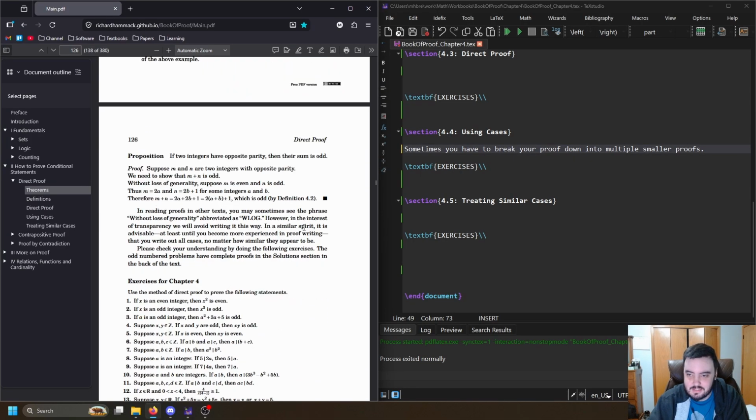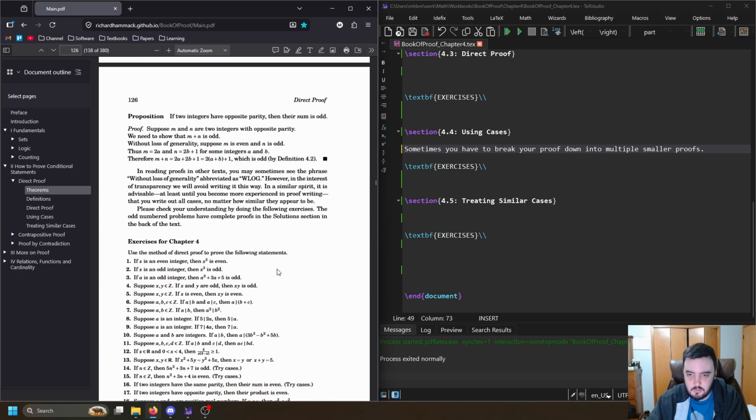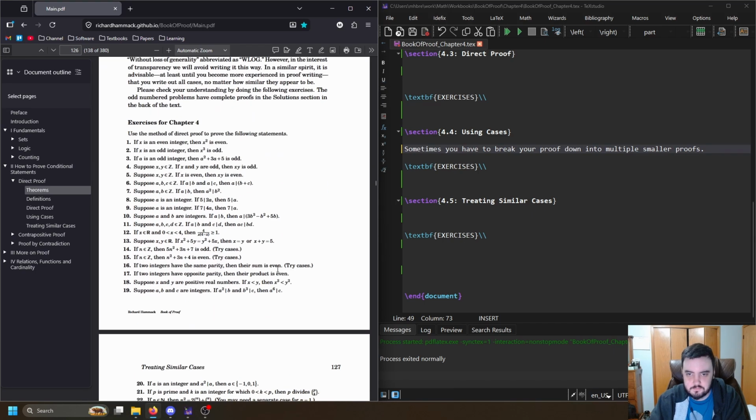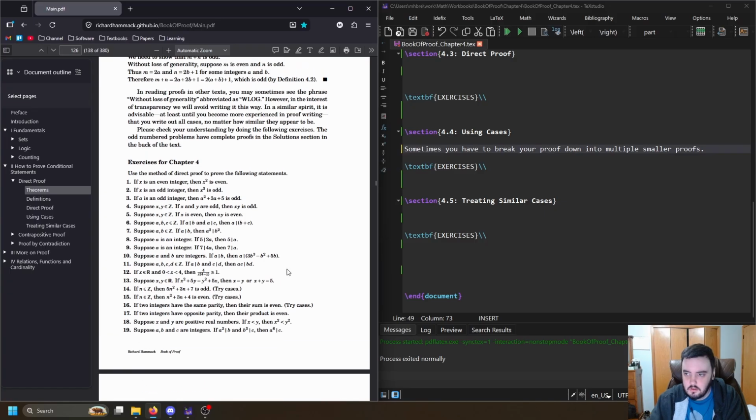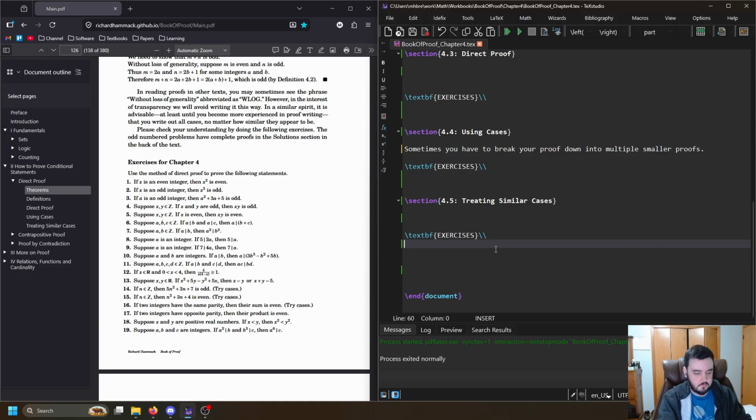All right. In a similar spirit, it is advisable, at least until you become more experienced in proof writing, to write out all cases, no matter how similar they appear to be. Please check your understanding by doing the following exercises. The odd-numbered problems have complete proofs in the solution section in the back of the text. Okay, let's do a few exercises.